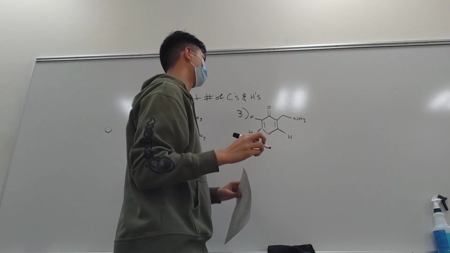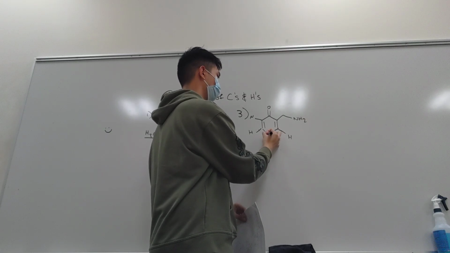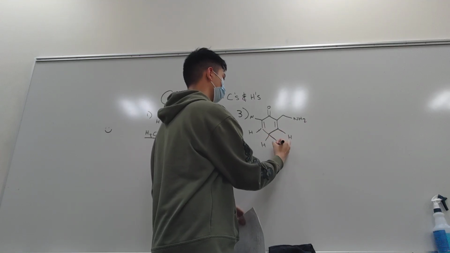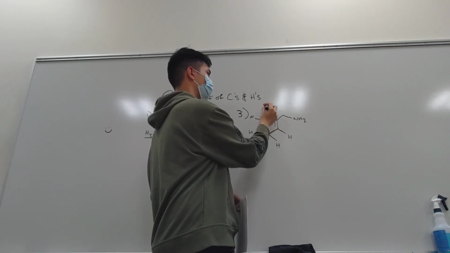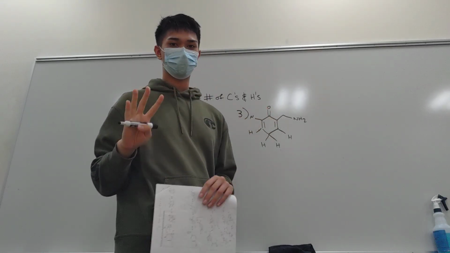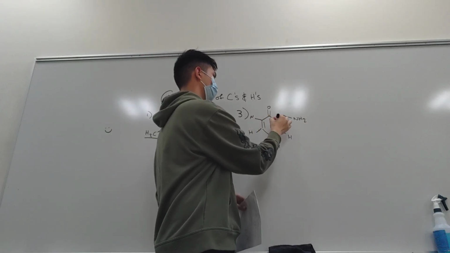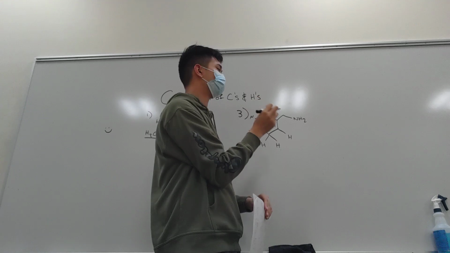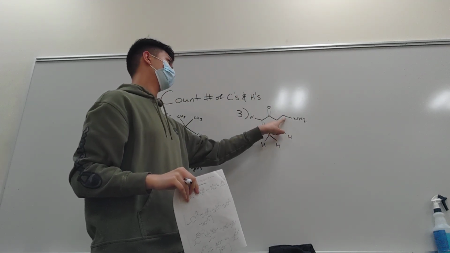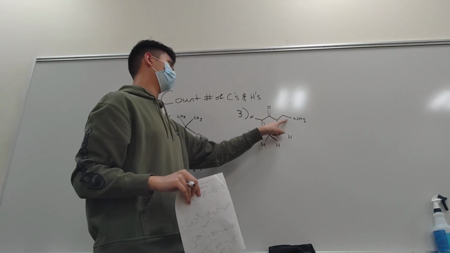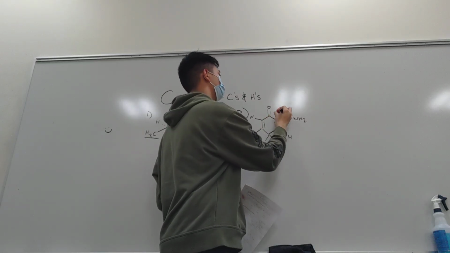carbons here, then we have 3. This one has 1, 2, 3, 4 bonds, 2 of them are hydrogens. This carbon has 1, 2, 3, 4 bonds to carbons, meaning no hydrogens there. And 1, 2, 3, 4 bonds to that carbon right there, meaning no hydrogens. This carbon is bonded to 1 and 2, meaning the rest of the bonds go to 2 hydrogens.